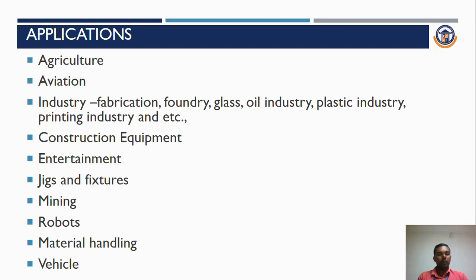We are using both hydraulic and pneumatic systems, which are installed and used in robots. In material handling, when we lift a load, we can move the material from one place to another place with the help of hydraulic fluid power system applications. Similarly in vehicles, the vehicle brake system is applied with the help of fluid power systems.